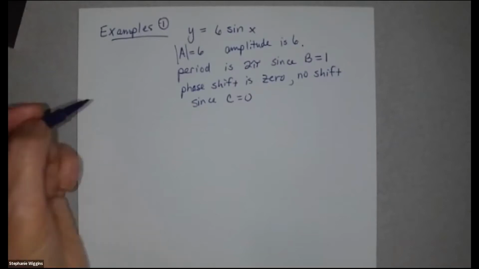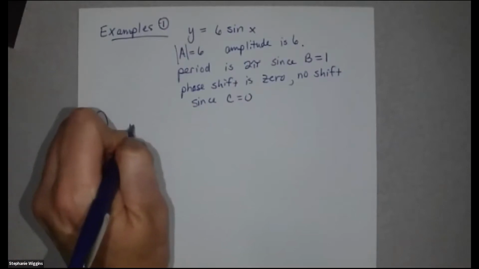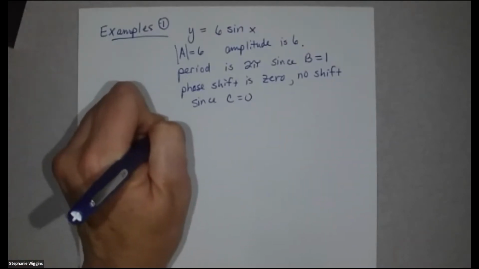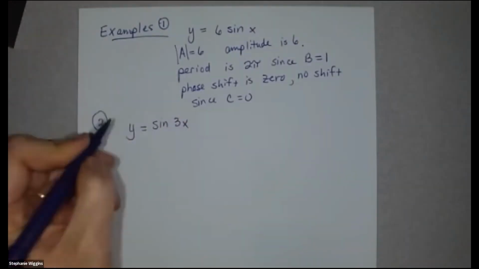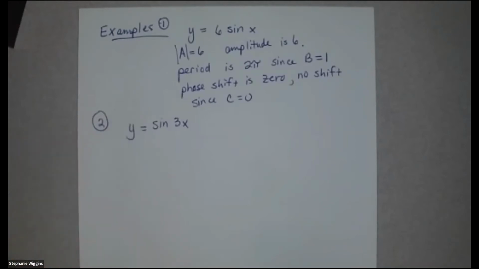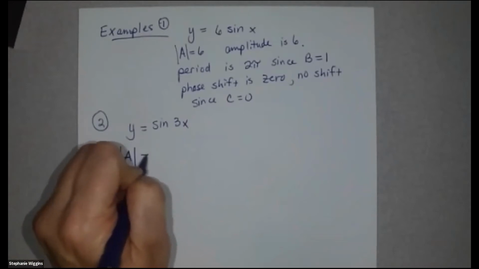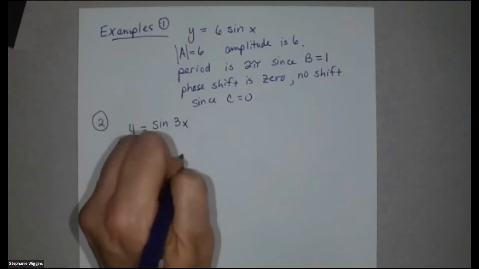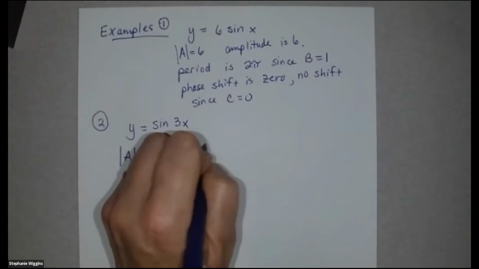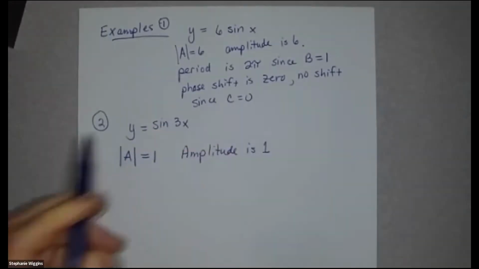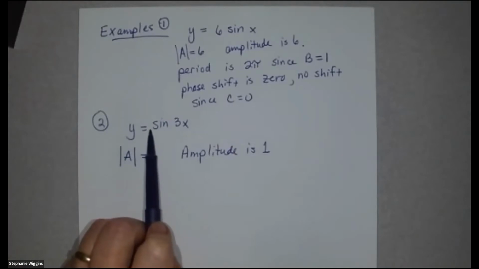All right. Now, for the next problem, y equals sine 3x. Okay, the amplitude is 1 because the absolute value of A is 1. So the amplitude is 1. And that's because this constant in front of the sine is not listed there. It's assumed to be 1.